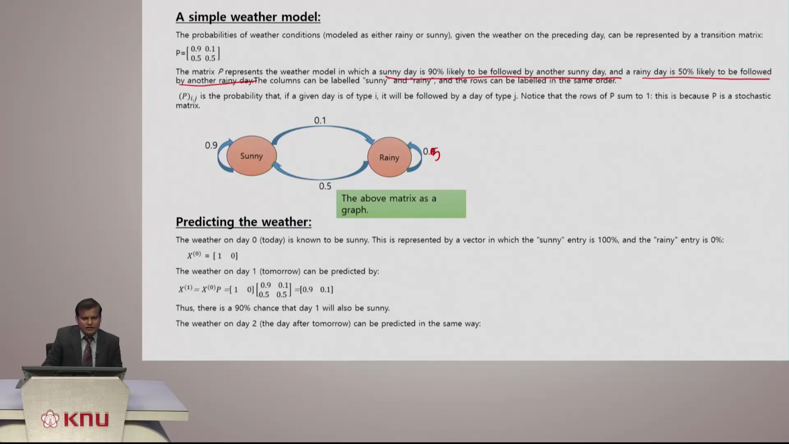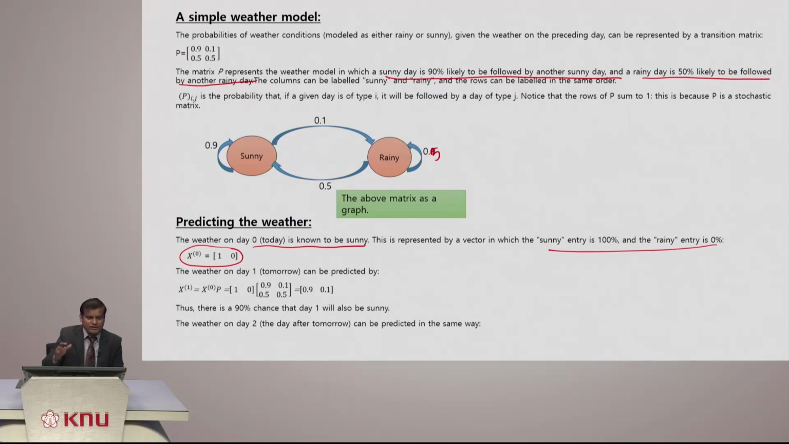So based on that, you can calculate, and in this case of predicting the weather, the weather on day 0, for example today, is known to be sunny, and this is represented by the vector: for sunny we have entered 100% if it is sunny, and rainy is 0%. So we have 1 and 0. 1 represents 100% and 0 represents just 0%. So x naught is 1 and 0, and if you notice, we have shifted our whole process into a different format.